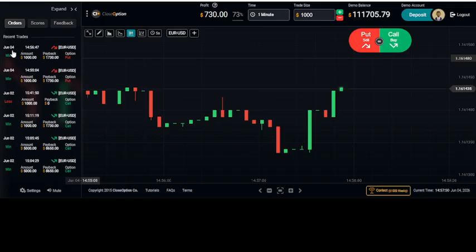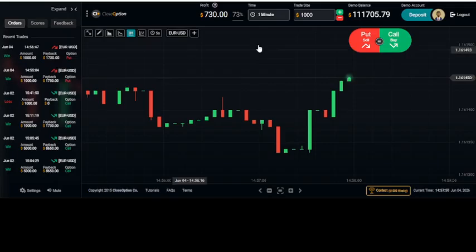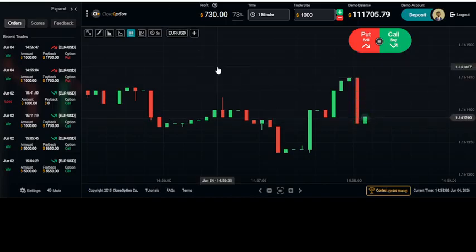Okay, so we managed to eke out another win here using our trading signals. So you see another $730 return strictly on the demo. But the point I was trying to make is that the same charts you see on the demo account on Close Option is the same chart you're going to see on the real account.